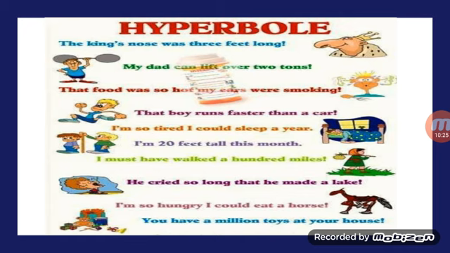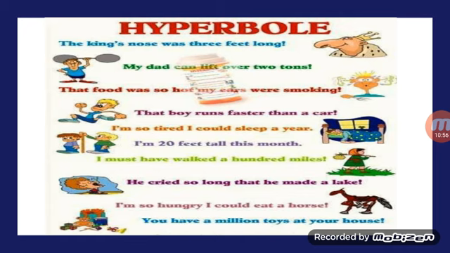The next example, that food was so hot my ears were smoking. In the picture also you can see the cartoon and his ears smoking. So in this way they have conveyed the message that the food is very hot. That boy runs faster than a car. It is not possible for a person to run faster than a car, but still it is written here and it is grabbing the reader's attention. So it is a figure of speech, hyperbole.